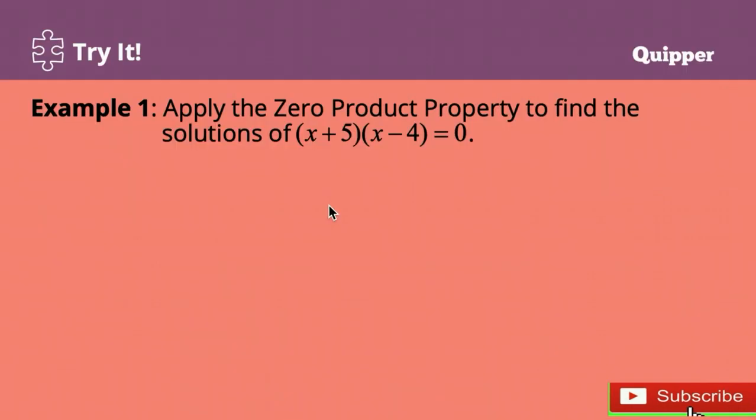Let's try examples about solving quadratic equations using factoring. Number 1, apply the zero product property to find the solutions of x plus 5 times x minus 4 is equal to 0. This given quadratic equation is in factored form already, and all we have to do is to apply the zero product property to find the solutions.